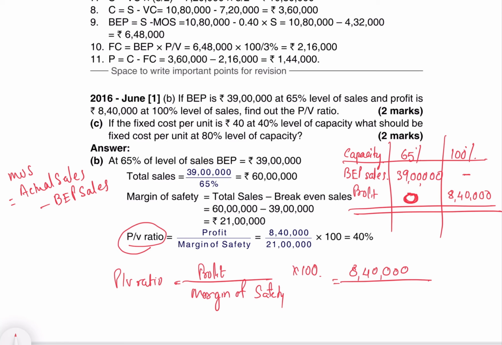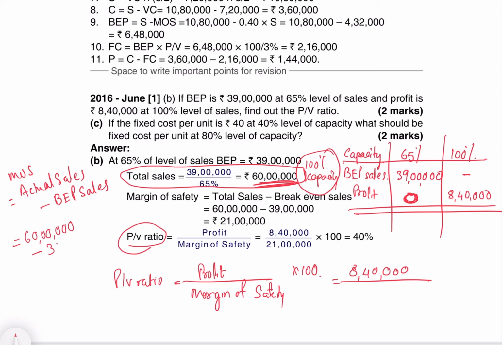If they are saying break even point sales is 39 lakhs, okay, then can I say full amount will be the 100% capacity sales which we will get as actual sales. So can I say 39 lakhs divided by 65% will give me the actual sales at 100% capacity? Yes, I am saying this 60 lakhs is nothing but 100% capacity level actual sales, correct?